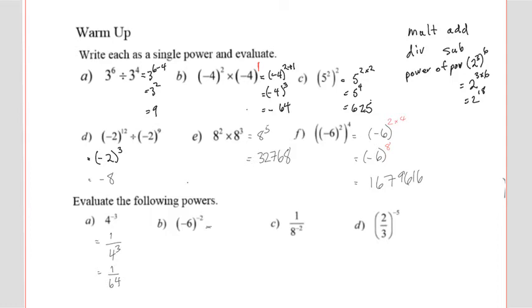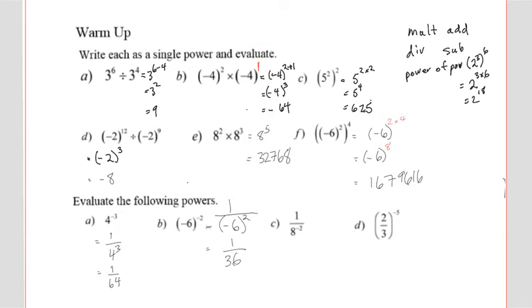For the next one, you notice how we have a negative sign on the base. Keep the negative sign, raise it to the power of 2, but everything goes underneath the 1. So now we end up with 1 over negative 6 squared, which ends up being 1 over 36.